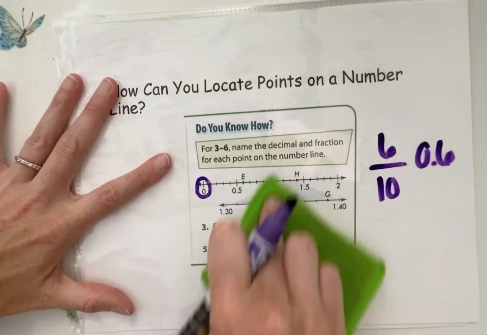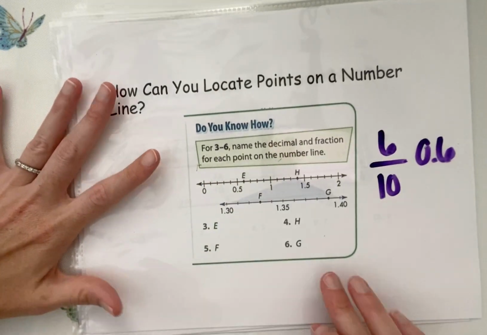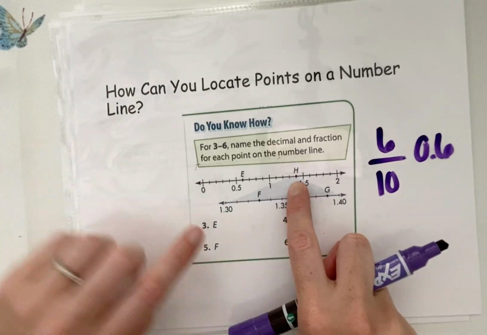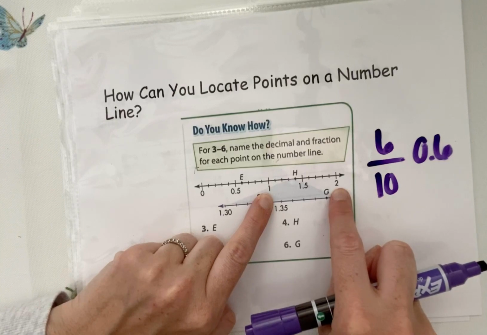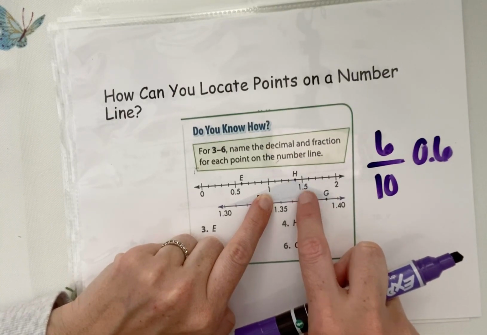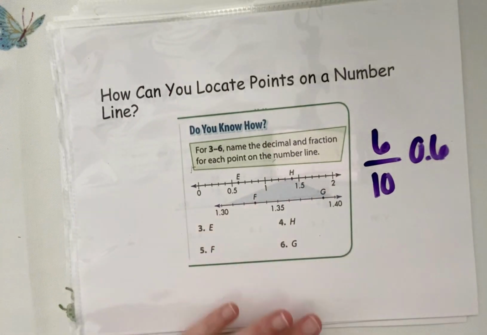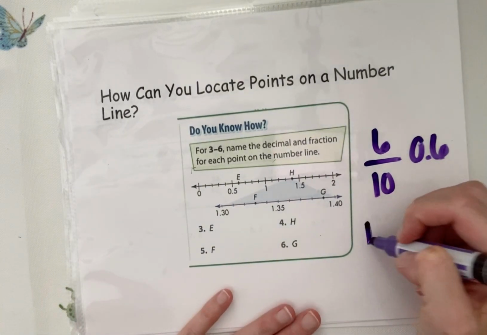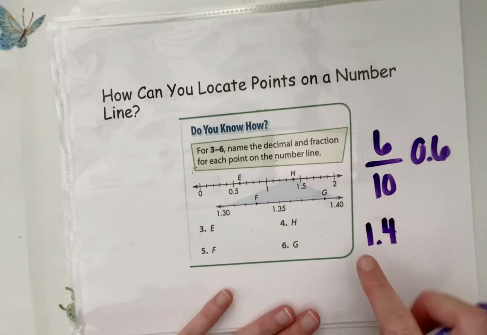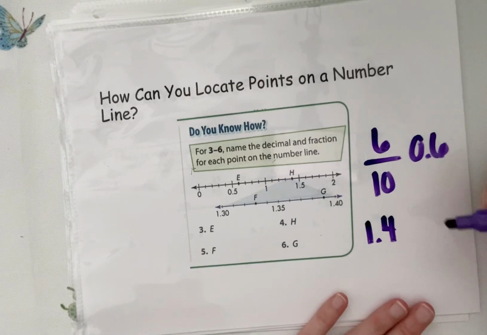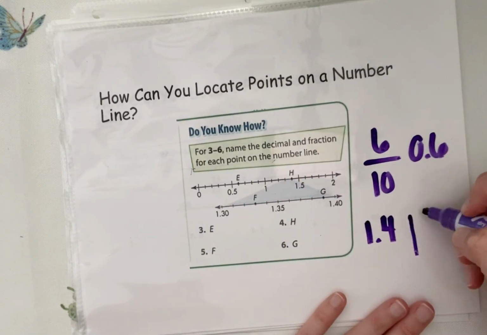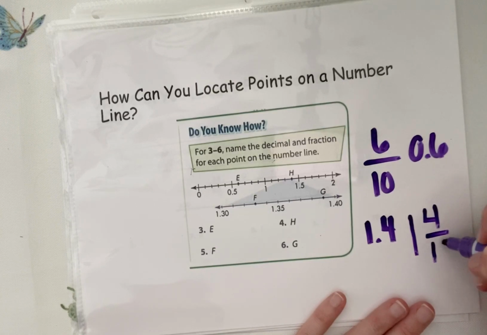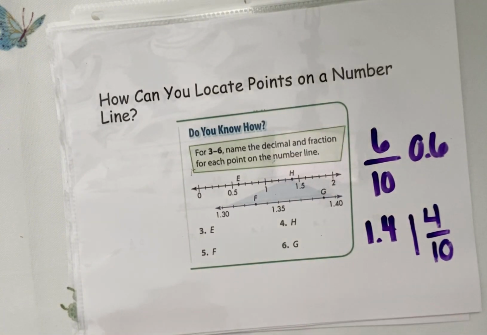Let's look at H. Now, this comes after 1. It's between 1 and 2. It's right before 1 and 5/10. What would come right before 1 and 5/10? 1 and 4/10. That's a decimal. Now this is a mixed number because it comes after the whole number 1. 1 and 4/10.